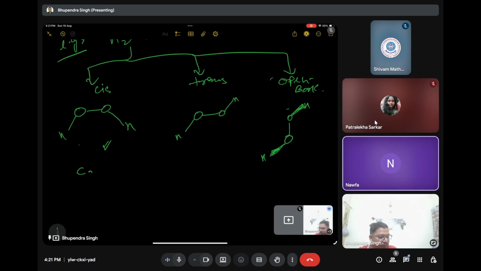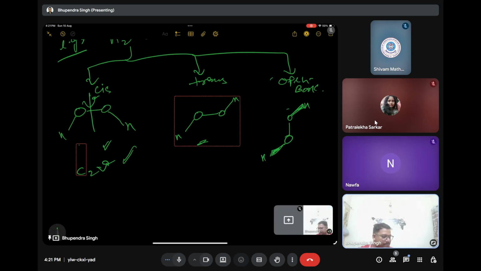Yes, its point group is C2v. This is your C2. This is also a plane. So this is C2v. Now for this one. Yes, this is your C2. And then this is the plane containing C2. The sigma h plane is containing all the four atoms of the molecule. So it is C2h. Now tell me this one.